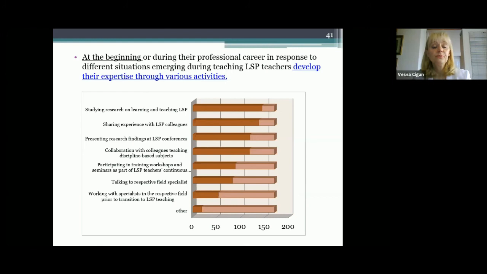No less important was participation in conferences, and collaboration with colleagues teaching discipline-based subjects. Participating in training, workshops and seminars, as well as talking or working with respective field specialists, are reported as resources not so often exploited. According to these answers, the respondents, finding themselves in an uncharted land, as Hutchinson and Waters call it, undertake a set of self-development activities to improve their skills and cater for students' needs.